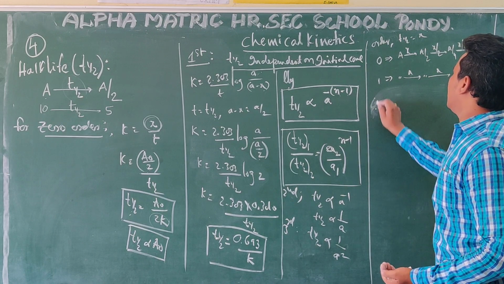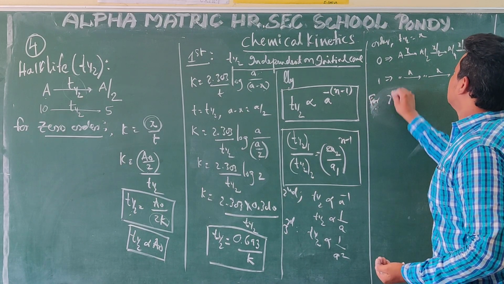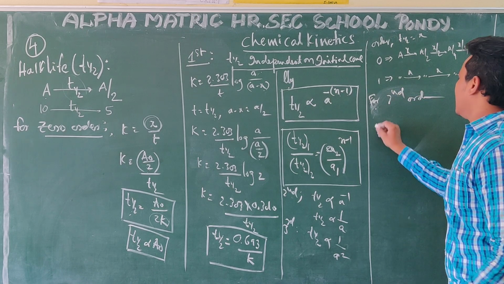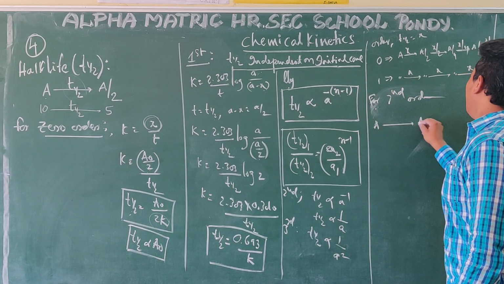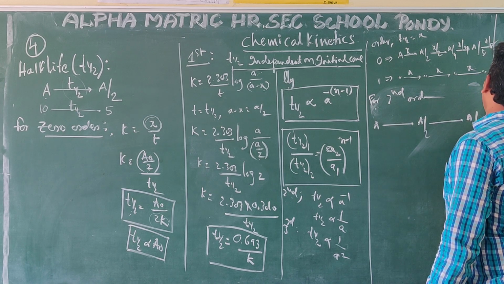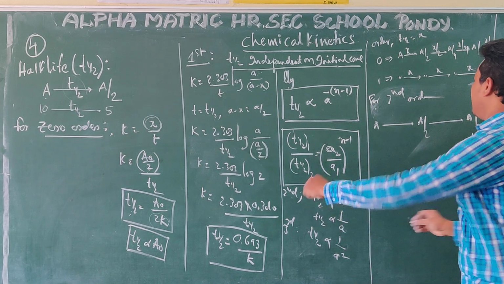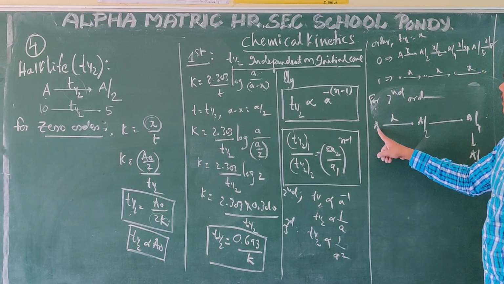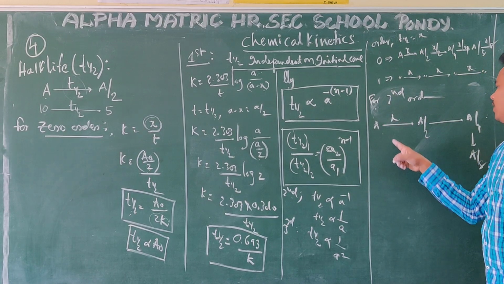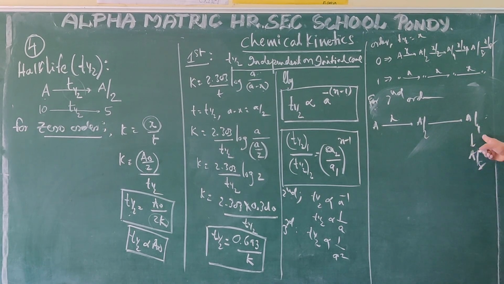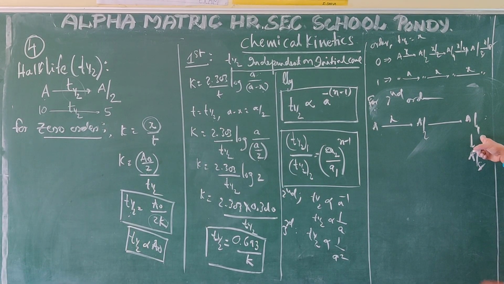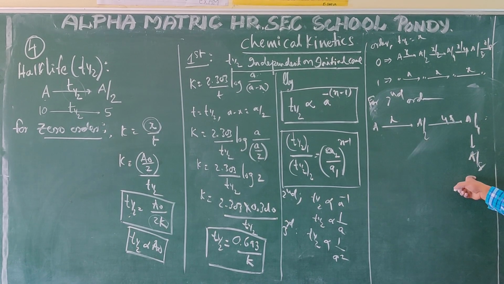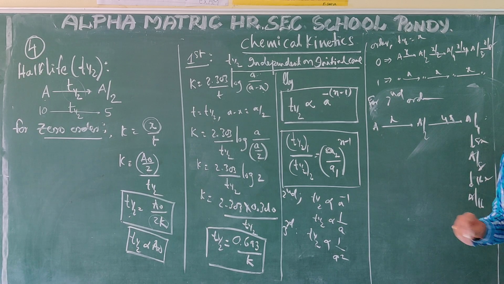For second order. Initially A, now A by 2, now A by 4, now A by 8. Here, let x be the half life for A to A by 2. Now A to A by 4 is a 4 times decrease, so it has increased 4 times: 4x. A to A by 8 is an 8 times decrease, so it has increased 8x. A to A by 16, so it is 16x.